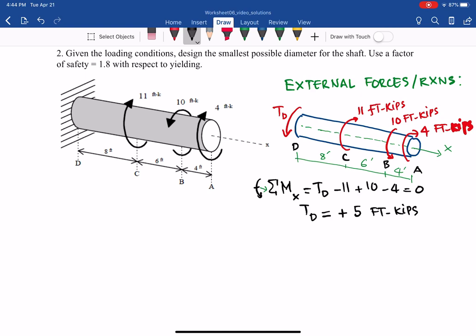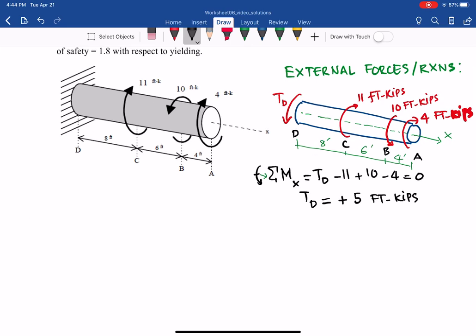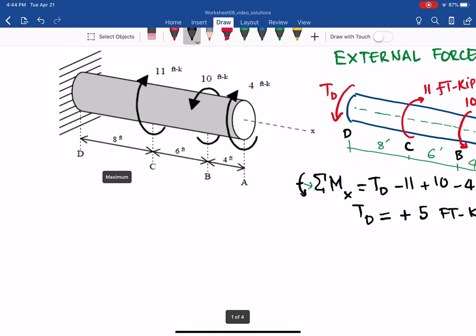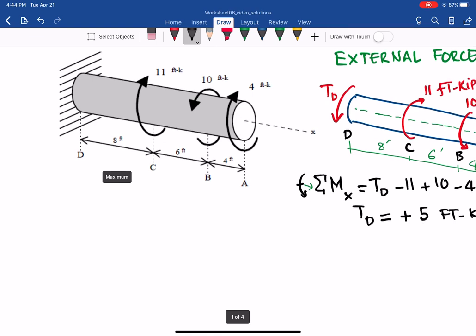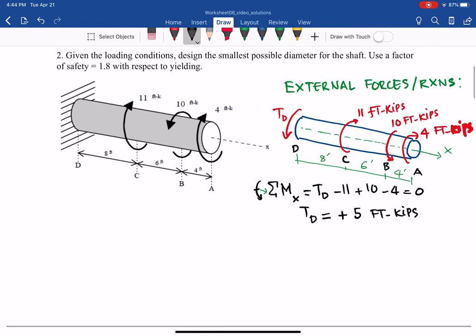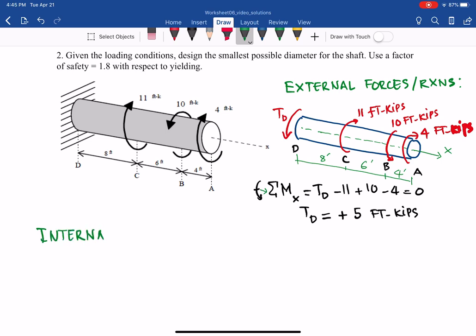When we have found the external reactions, we can go ahead and find the internal torsion for each portion of the shaft: DC, CB, and BA. Let's cut each of them, because as you can see there are three portions that have different torsion. So let's find the internal forces, or to be more specific, the internal torsion.